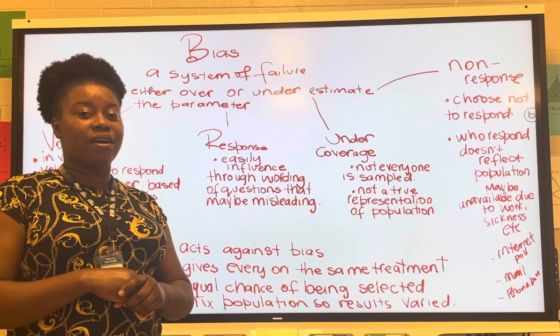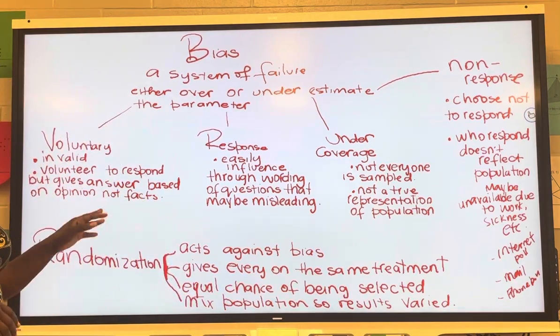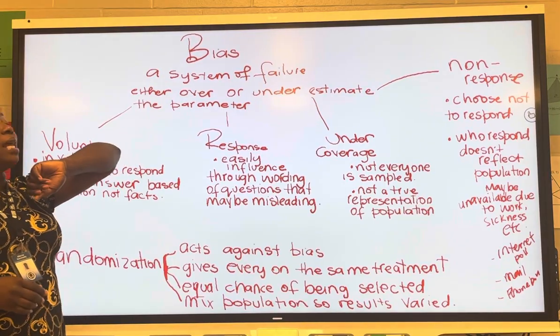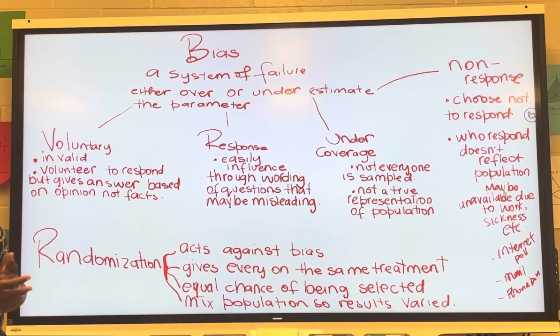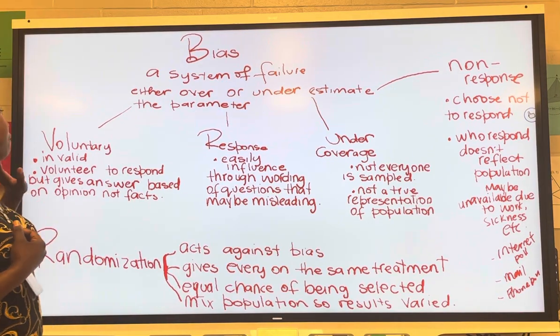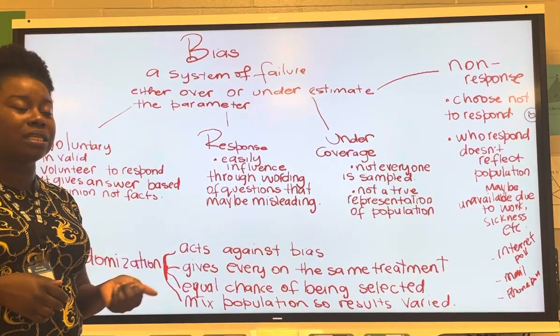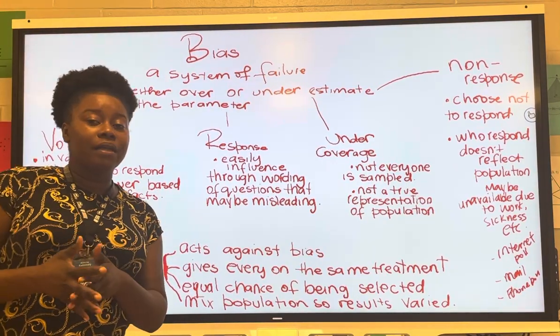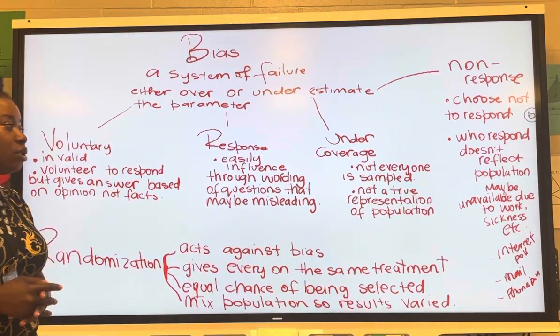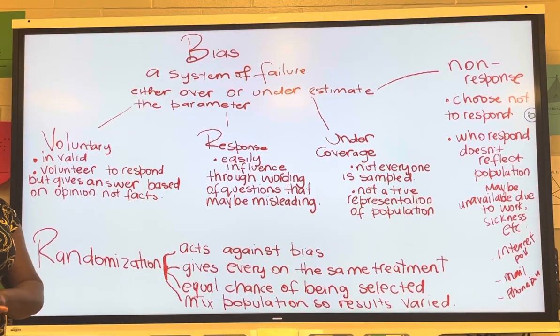Okay, here I have a concept map for you where I outlined everything that we're going to be discussing. Bias here is determined by the failure in the system, where the sample mean or population can either be overestimated or underestimated. Based on our standards, we have voluntary bias, response bias, undercoverage bias, and non-response bias. There are other types of biases that they pay attention to, but these four will be my main focus for today.